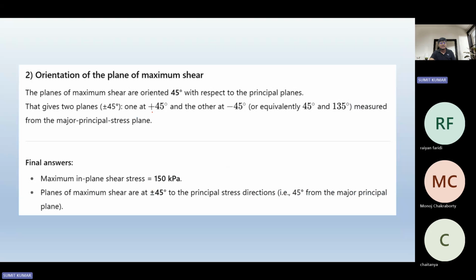Additionally, you can see the orientation of the maximum shear plane is at 45 degrees with the principal plane. This gives two planes, plus and minus 45 degrees. One is plus 45, the other is minus 45, or equivalently 45 degrees or 135 degrees from the major principal plane of the stress. So the final answer could be mentioned as the maximum in-plane shear stress of 150 kPa, while the planes of maximum shear are at plus or minus 45 degrees, 45 degrees from the major principal plane.